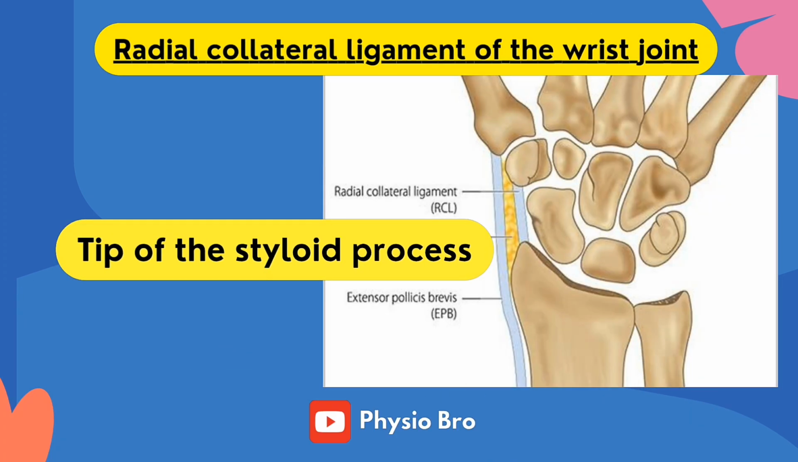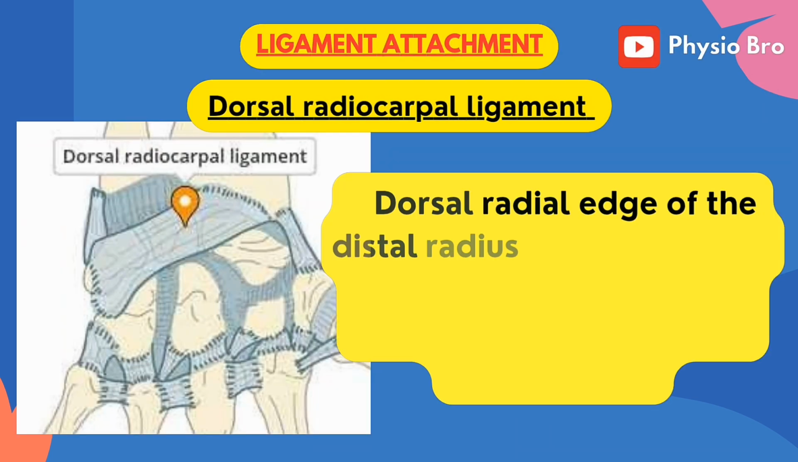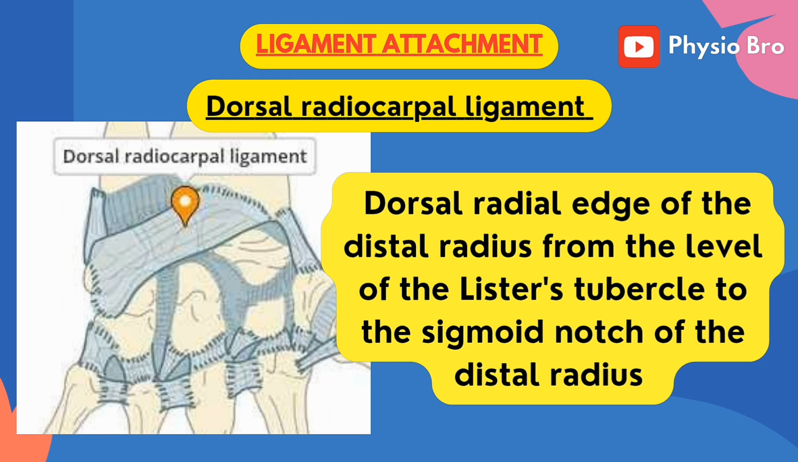Radial collateral ligament of the wrist joint attaches at the tip of the styloid process of the radius. Dorsal radiocarpal ligament, also known as the radiotriquetral or radiolunotriquetral ligament, attaches at the dorsal radial edge of the distal radius, from the level of the Lister's tubercle to the sigmoid notch of the distal radius.